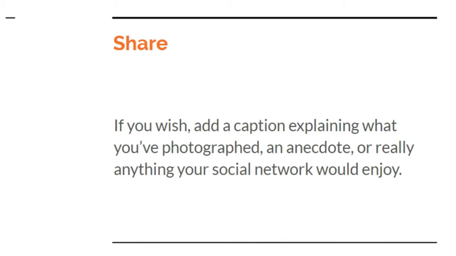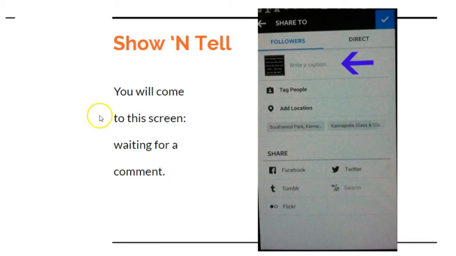If you want, you can add a caption that's going to explain what you photographed, or an anecdote, or something that you know that your particular network is going to enjoy. If it's something about your business, go ahead and write what it is that's going on there. Then what's going to happen is you'll come to this screen where it's waiting for a comment. You go ahead and put in that comment information.